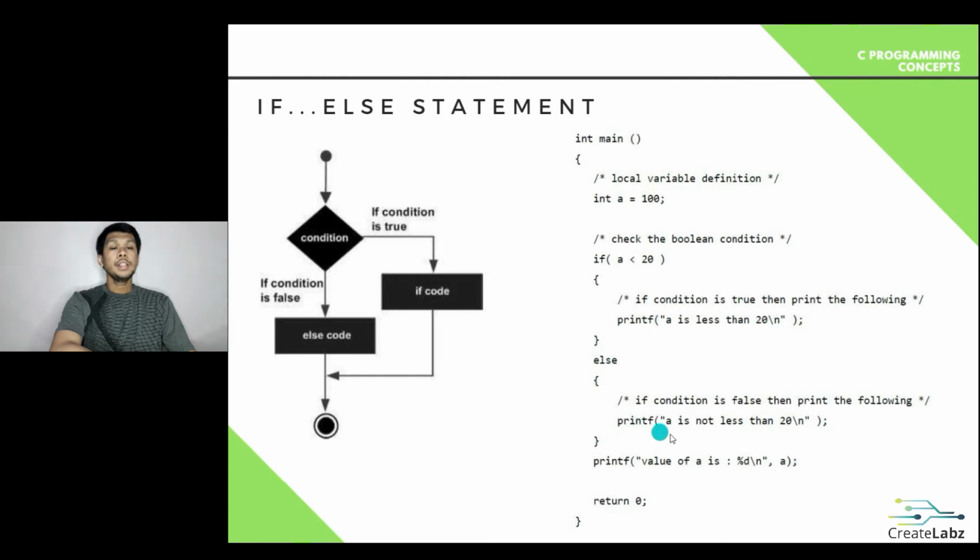Printf, a is not less than 20\n. And then after that, it will go to printf, value of a is %d\n, a. Again, %d is a format specifier for decimal value. And a here will replace %d. So value of a is 100. Return 0.